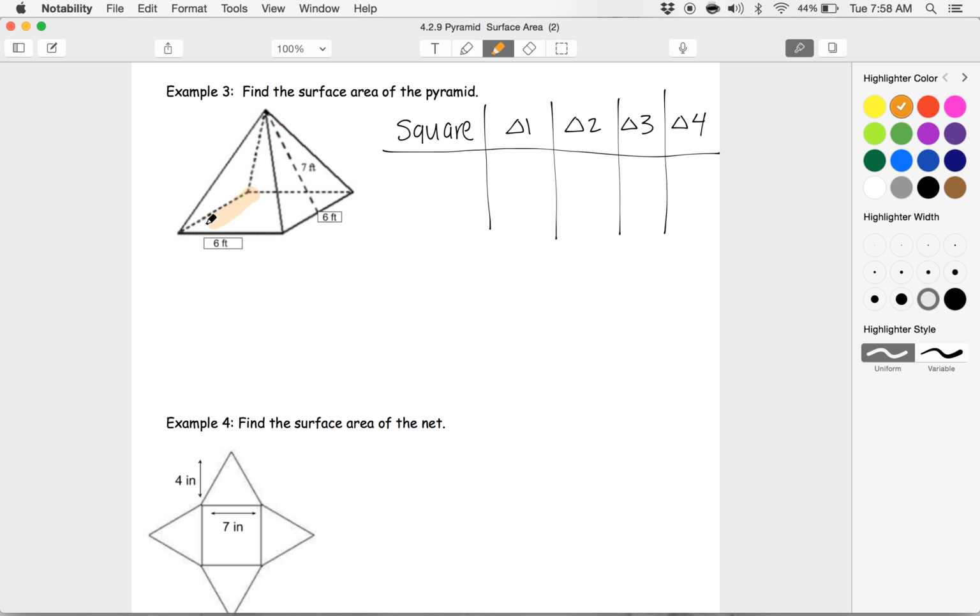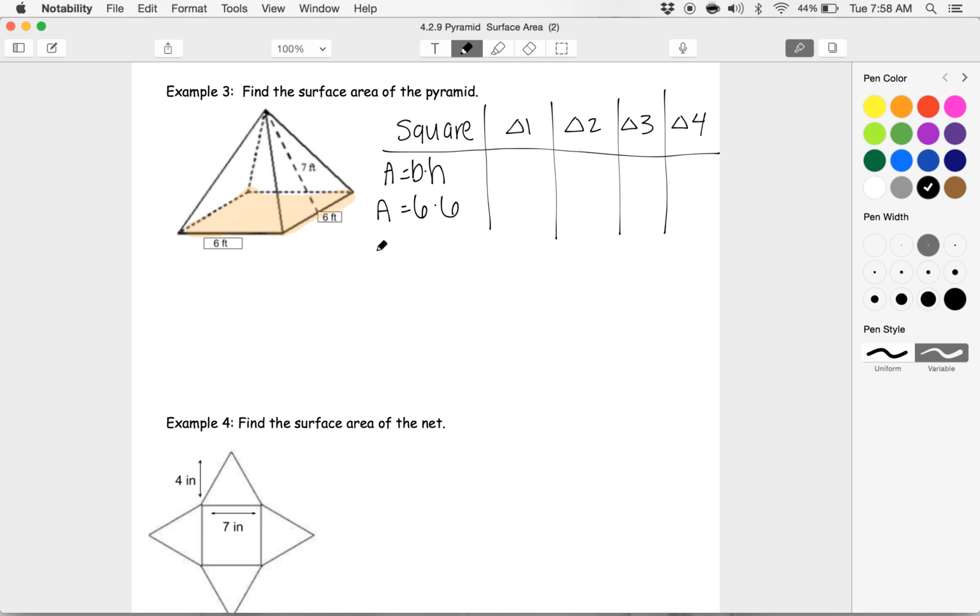I'm going to start with my base. Okay, my base is a square, so area equals base times height. Area equals 6 times 6 in this case. So my area is 36.